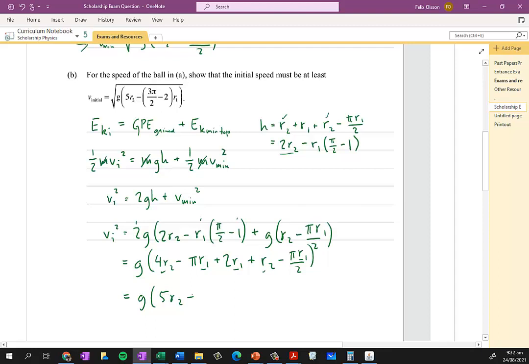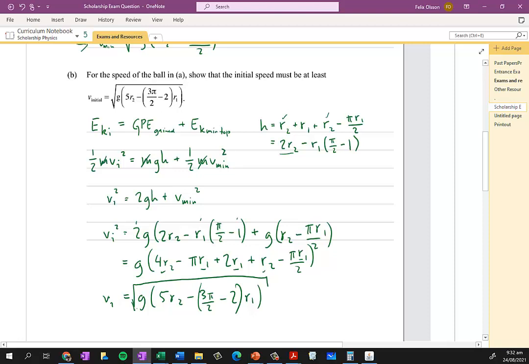So what have we got? Minus pi plus pi over 2, so minus 3 pi over 2. And then we have minus 2 r1 is v, so vi is equal to that.